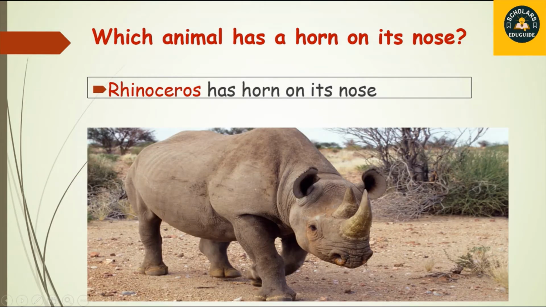Which animal has a horn on its nose? So it's a rhinoceros. Rhinoceros has a horn on its nose. So this is a horn.